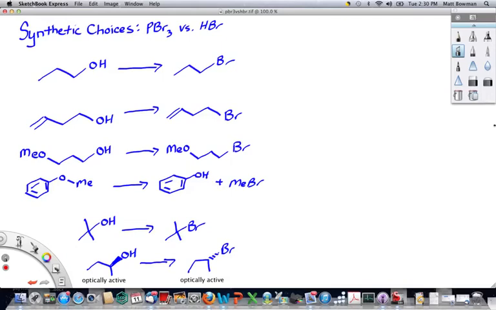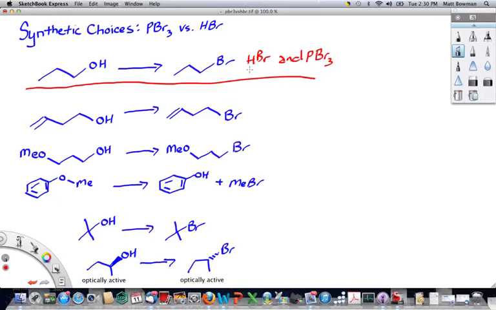There is considerable overlap in the abilities of PBr3 and HBr. Both of them can take an OH group and change it into a bromide. In the simplest case example, right here, HBr and PBr3 are pretty much interchangeable. You can use one or the other.